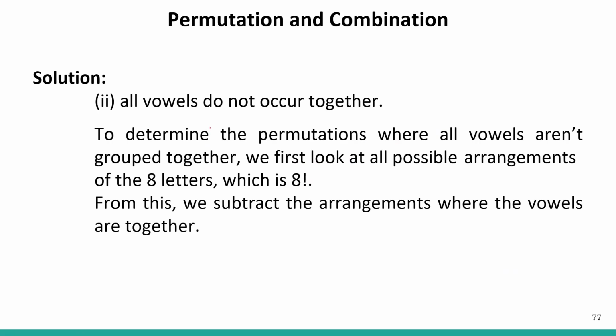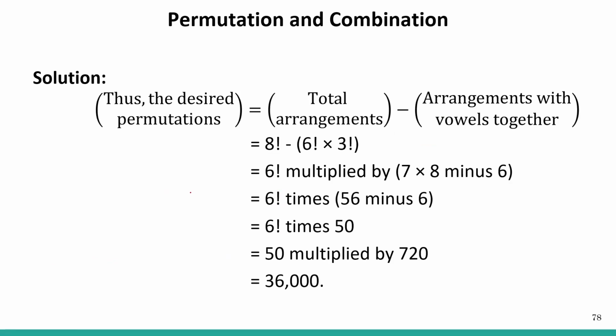So let's see the case where all vowels do not occur together. To determine those permutations where all the vowels aren't grouped together, we first look at the possible arrangements of 8 letters, which is 8 factorial. Then from this we subtract the arrangements where the vowels are together. We have already evaluated that part. So what we are left with is 50 multiplied with 720, which will be the correct answer. So how did we evaluate this? The desired permutation is total arrangements minus arrangements with vowels together, which gives arrangements without all vowels together.